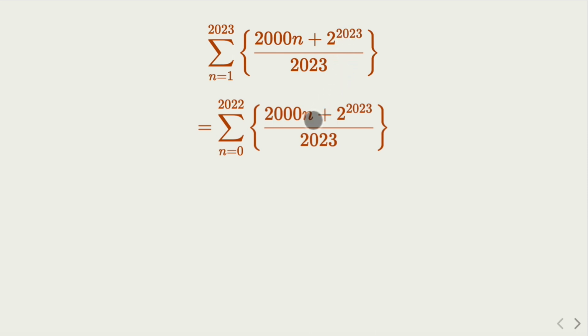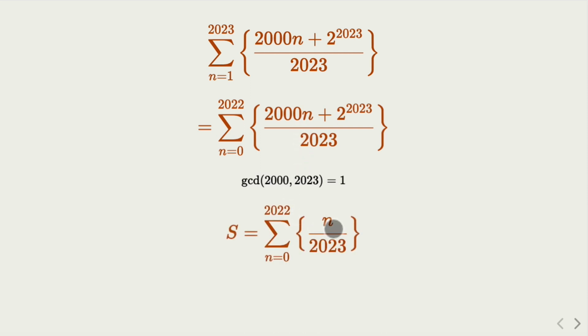Now, another key observation is that as n varies, these numbers happen to form a complete residue class of 2023. And the number 2000 is relatively prime to 2023, right? So here, the GCD of 2000 and 2023 is 1. So we can apply the first property, that is, if you multiply 2000 to the complete residue class, you get a permutation of the residue class, all right? And furthermore, you add a constant. We apply the second property, that it is just a cyclic shift. So a cyclic shift of a permutation is still a valid permutation. That is, the result is the same as simply the residue class, 0 to 2022.